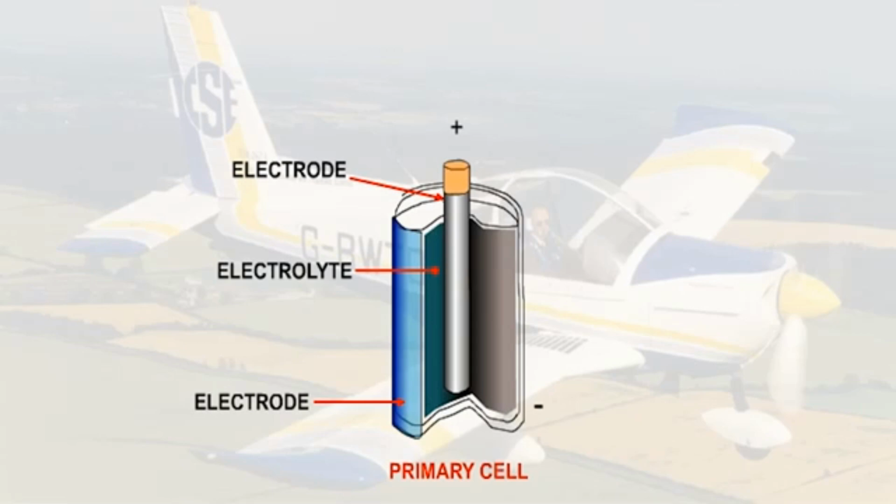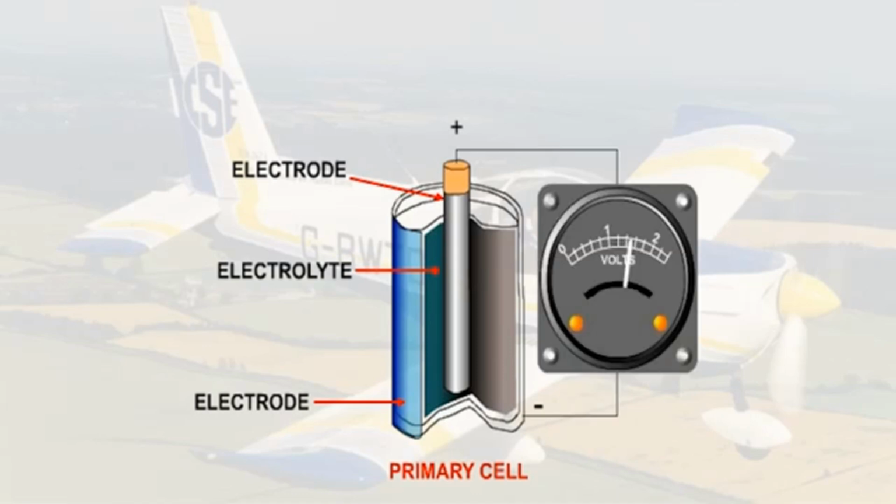The primary cell is the type normally used in handheld equipment, like torches and transistor radios, etc. It consists of two electrodes immersed in a chemical called an electrolyte. The electrolyte encourages electron transfer between the electrodes until the electron imbalance between them exists as a potential difference, or voltage. A voltage of approximately 1.5 volts exists between the electrodes of a new primary cell.